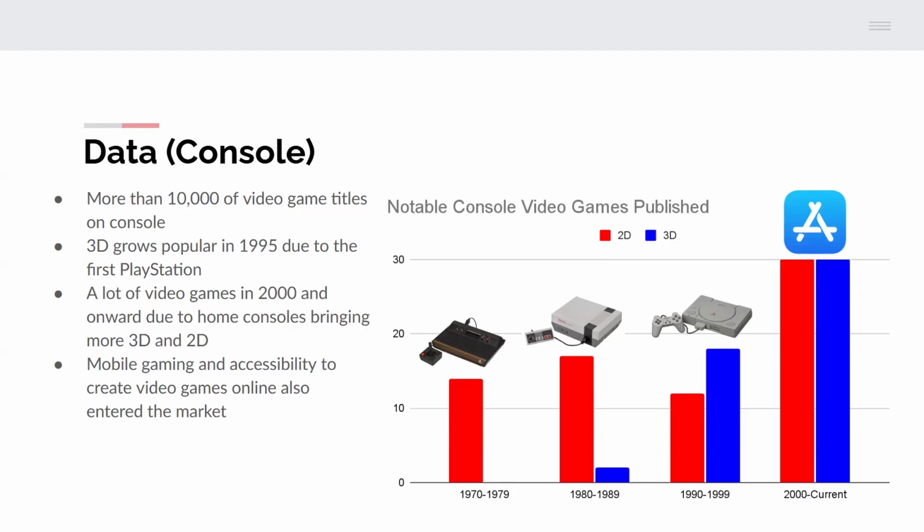to players. So, on this graph, 3D has grown exponentially due to the introduction of the first PlayStation in 1995 and how it would revolutionize 3D technology for video games and even cinema. The graph stops at around 2000 and to the current due to mobile gaming market growing with Apple phones and game creating software being accessible to the public online.